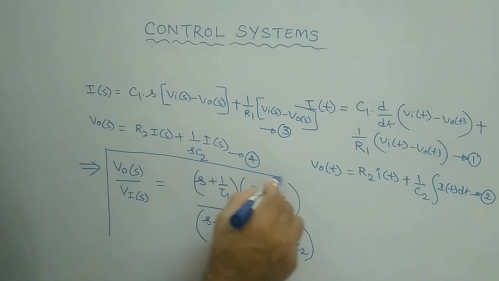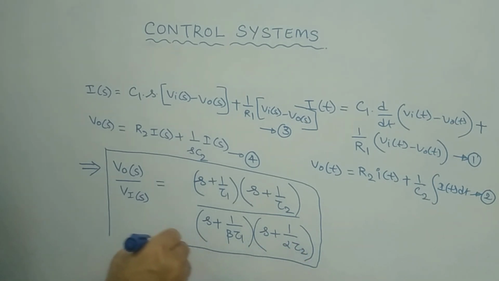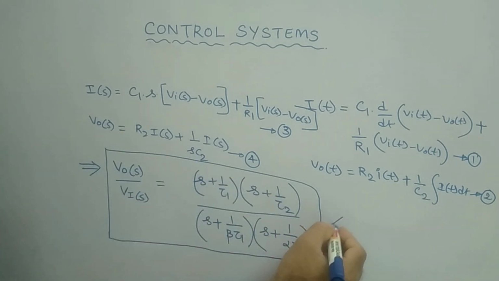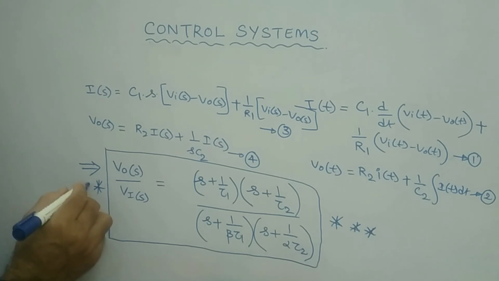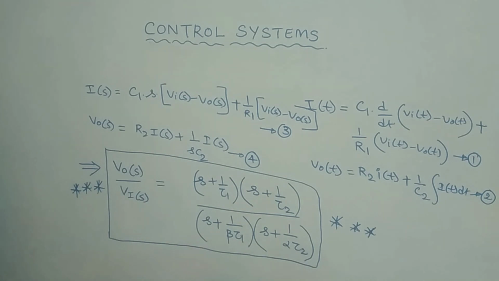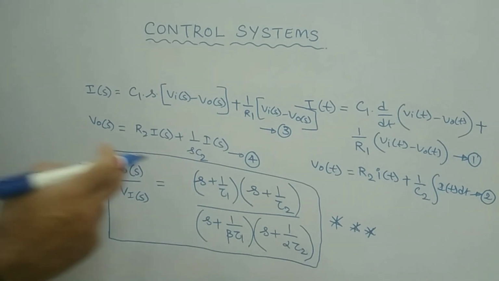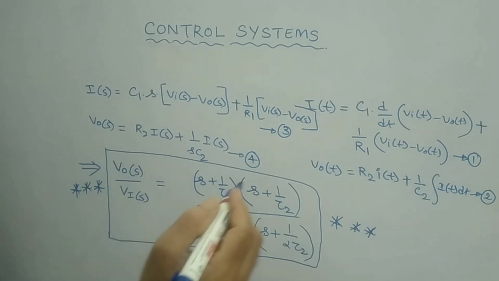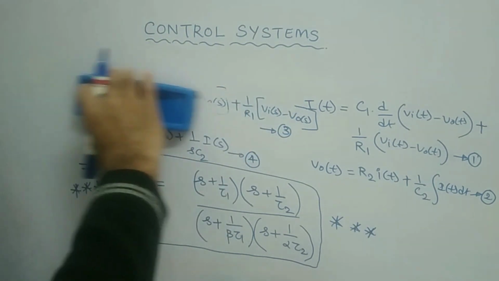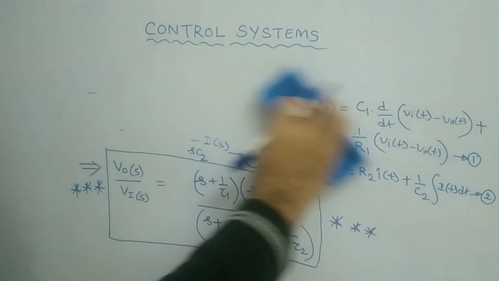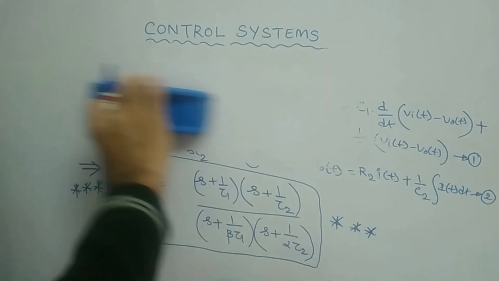Very simple. This is very simple, and this is a very important ratio to be remembered, right? This is the transfer function of a lead lag or lag lead compensator circuit, s plus 1 by tau 1, where tau 1, what is tau 1? It is the time constant. Your tau 1 is nothing but the time constant, right?